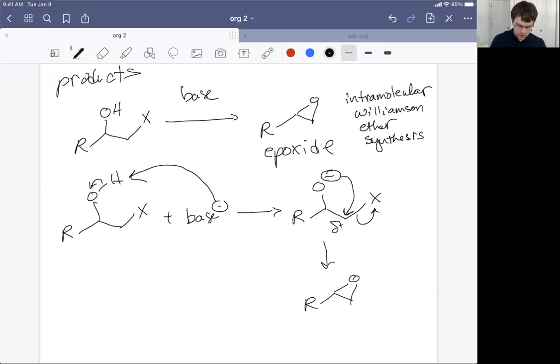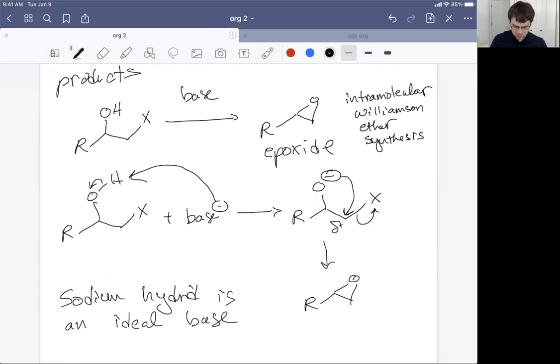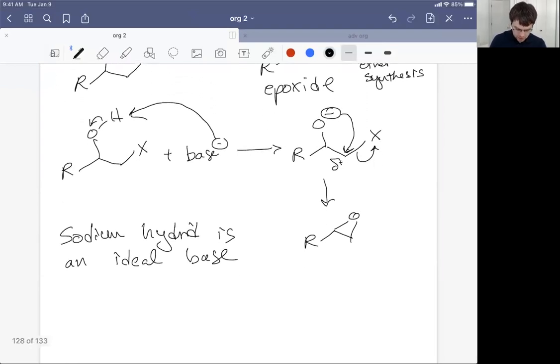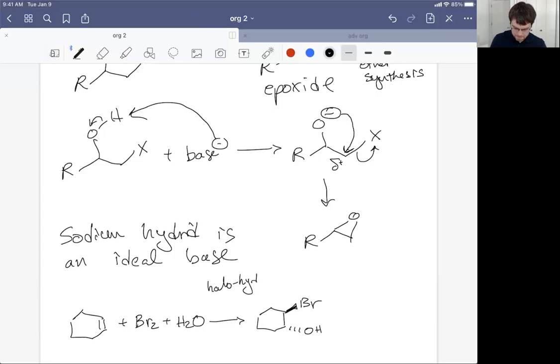Now, how would you actually do this? Well, you'd probably use sodium hydride. It's really an ideal base for this reaction. And if we look at a specific example, what we could do is, let's first of all take cyclohexene, react it with Br2 plus H2O. That would convert the alkene into a halohydrin using the reaction we looked at last time. So there's our halohydrin reaction.